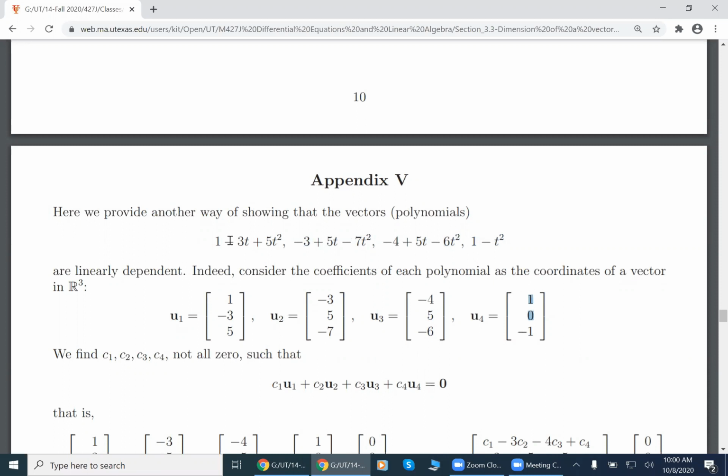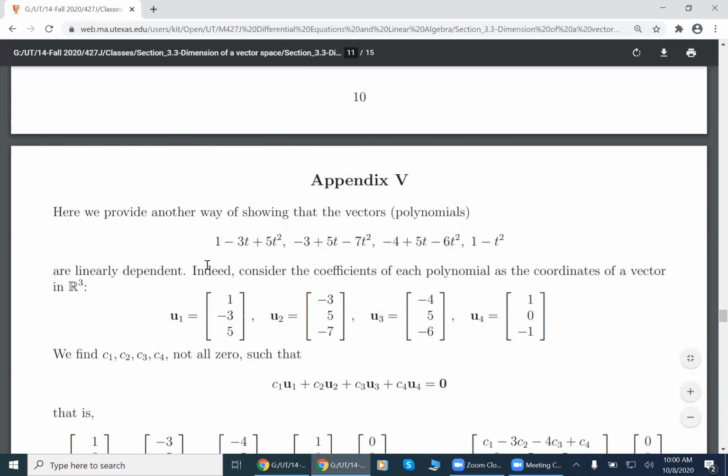Guys, it's not like we rewrite this polynomial as this matrix column. No, no, no. These are two completely different problems. Do not rewrite this as this. These are different things, but there is a relationship. How do we come up with U1? We use coefficients of this polynomial. 1, -3, 5. Same is here, here, and here.